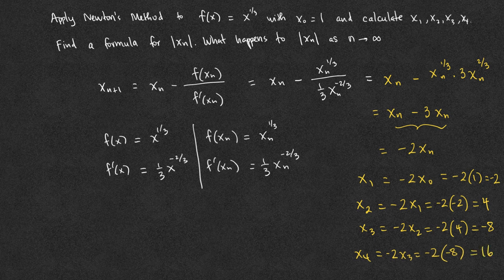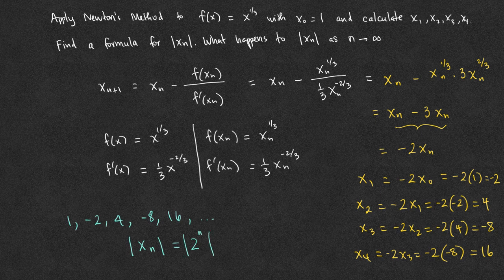This is very bad because we end up with a sequence of numbers starting with 1, then negative 2, and then 4, and then negative 8, and then 16, which is not a convergent sequence. These numbers are not approaching any finite number at all. If anything, their magnitude, or absolute value, keeps increasing. In fact, we see that the absolute value of x sub n is 2 to the n power.